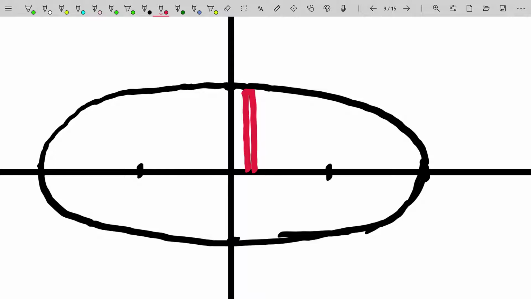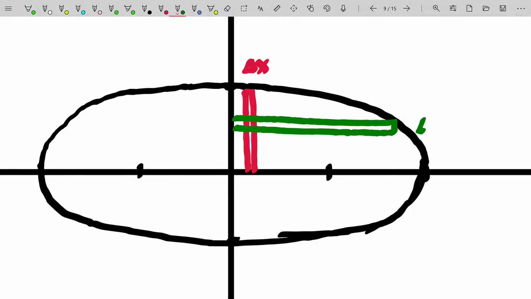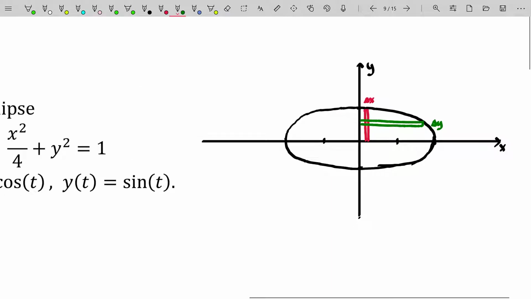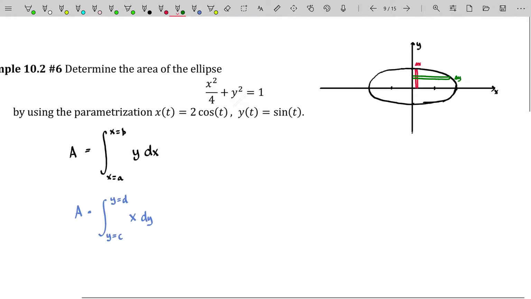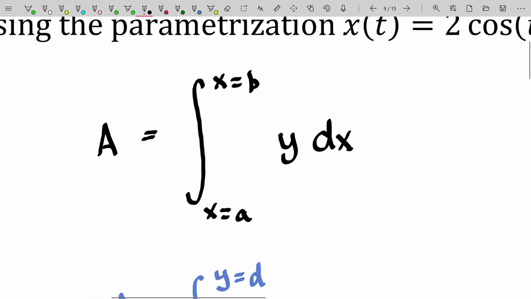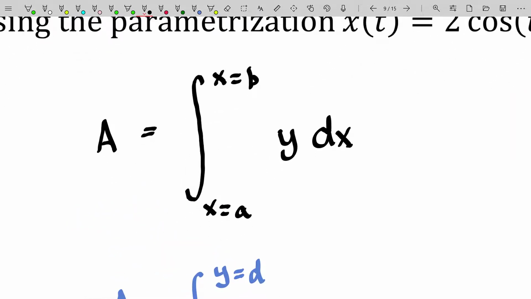So I could do vertical slices or I could do horizontal slices. In the vertical slices, we're dealing with delta x's, so we are integrating with respect to x. And with the horizontal slices, we are dealing with delta y's, or in other words, we're integrating with respect to y. And again, I'm going to use this example to showcase that you can do this either way with parametrics. It's very, very nice.